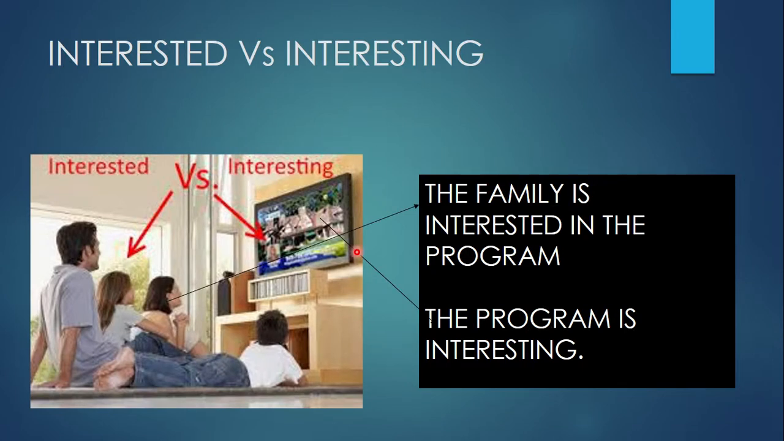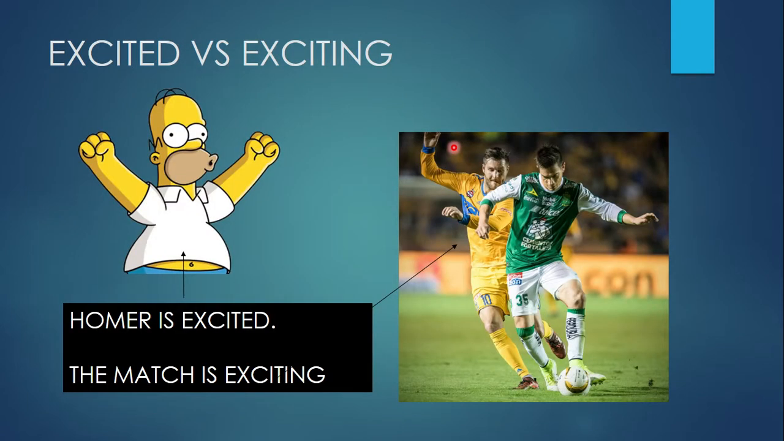The family is interested in the program. This is how they feel about the program. But the program is interesting. I am describing the program. Excited versus exciting. Homer is excited. He's watching soccer. This is how he feels. But the match is exciting. Es decir, el partido es emocionante.